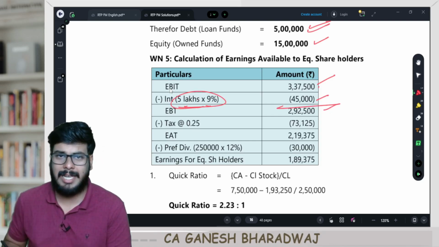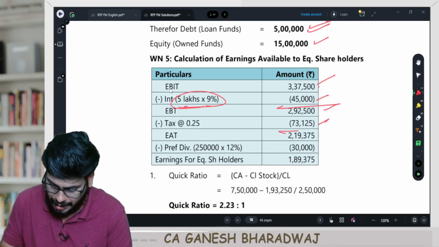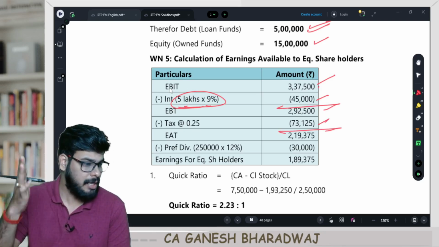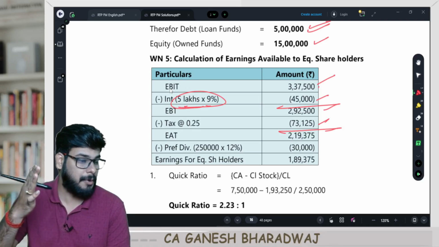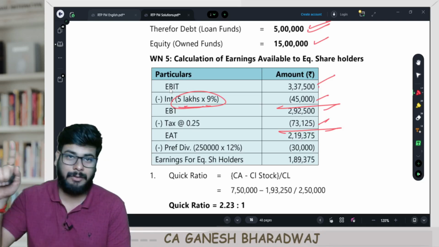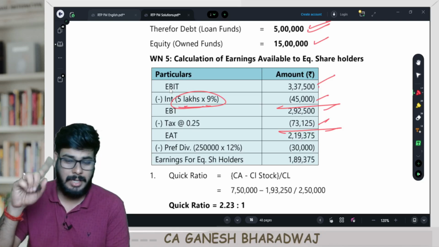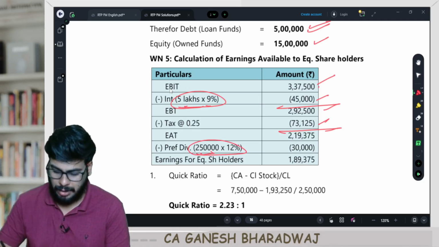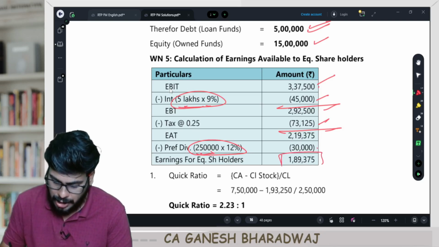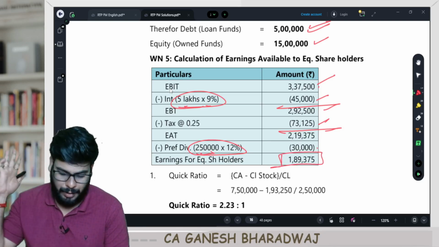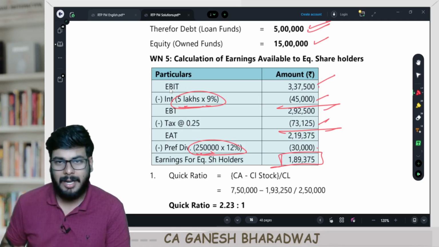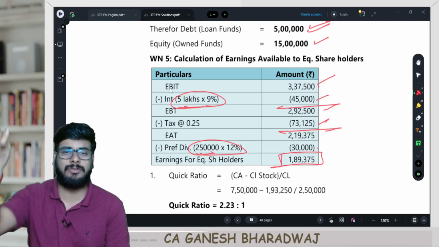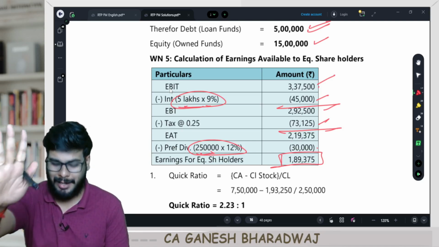If you reduce that, you get EBT, minus 25% tax, you get EAT, minus preference dividend. In the question itself, the figure is given. They have given 25,000 preference shares of 10 each, which means 2,50,000 rupees worth of preference shares at 12%. The calculation is given in the question itself: minus 30,000. You get the earnings available for equity shareholders, the EFE figure, right? If you divide this by the number of equity shares, which is again given in the question, 75,000, you get your EPS straight away. Are you clear with this?